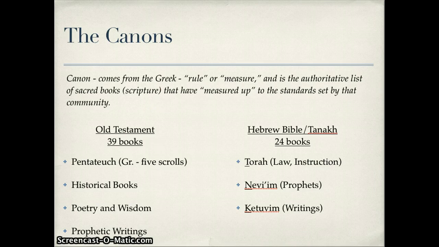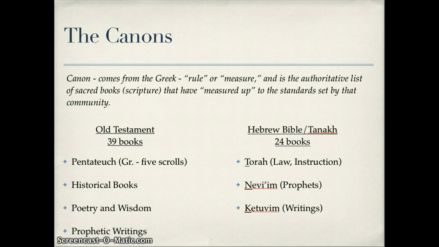Then you've got the historical books, and you don't need to know each one of these, which books are in each section, just yet. So just sort of take note. The historical books include in the Christian Bible Joshua, Judges, Ruth, 1st and 2nd Samuel, 1st and 2nd Kings, 1st and 2nd Chronicles, and Ezra and Nehemiah. Then we've got this section of poetry and wisdom, of which the Psalms, Proverbs, Ecclesiastes, Job, those types of books are contained within that section.